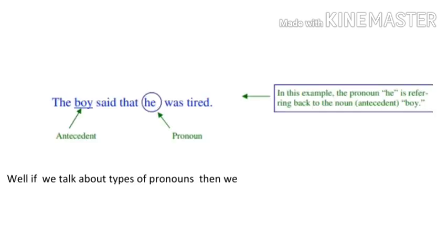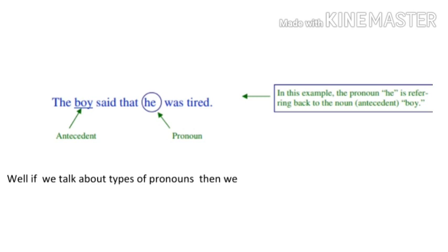Now for example, let's see one example on your video screen. One example will be visible. Let's see that example. What is the example? The boy said that he was tired. Now see, in this, boy is underlined and he is circled and an arrow is there which is showing that he is a pronoun which is used for the boy.